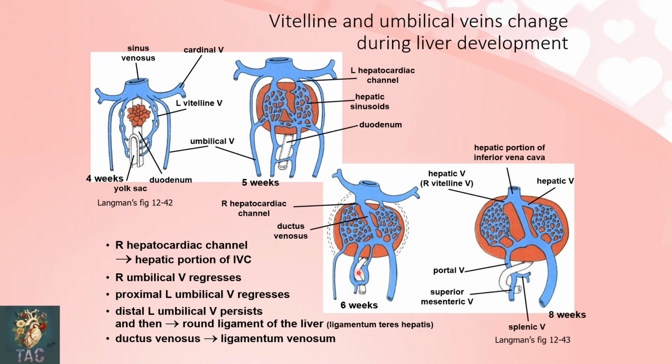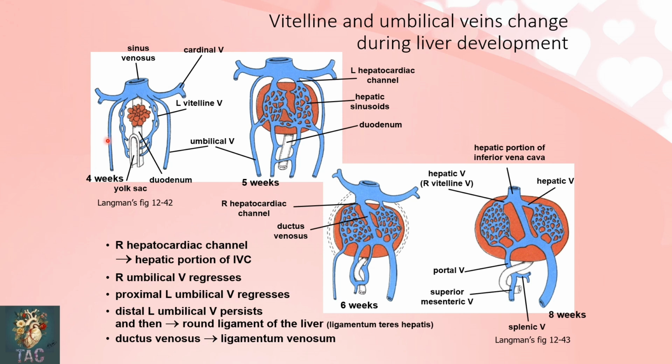As a result of the changes in the venous system, the right vitelline vein forms the portal vein and then the superior mesenteric vein. In this diagram you can see the distal part of the left vitelline vein also disappears, and here you can see the proximal part of the left vitelline vein also disappears. The right vitelline vein persists, and it forms the sinusoids in the liver, as well as the portal vein and the superior mesenteric vein.